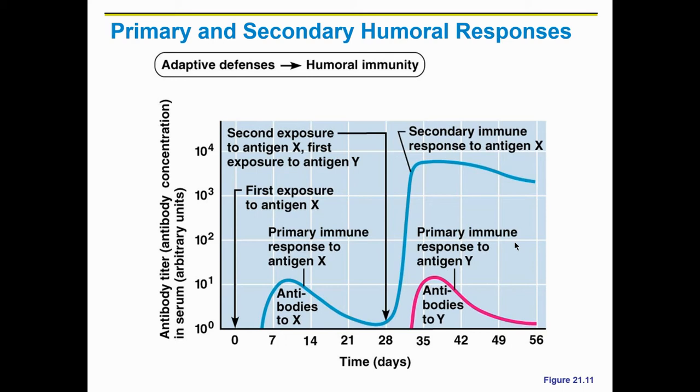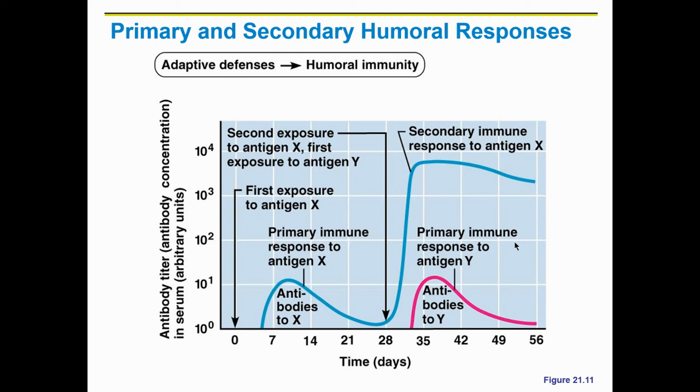Well, look, if you look at where the first exposure to antigen X was, we can see that about 5 or 6 days, we didn't have any antibodies. And then on about day 5 or 6, we start producing antibodies. And then on about day 10, we reach maximum antibody production. And then it begins to decline as those plasma cells die.